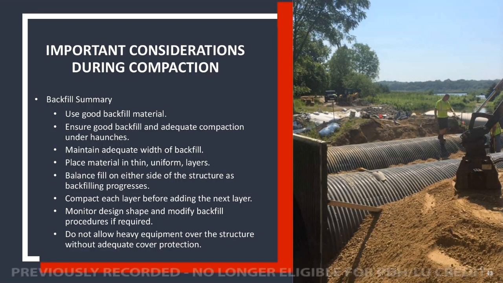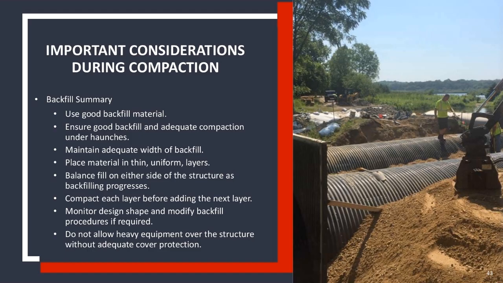So let's just look at a summary of what we've gone through here. One, use good backfill material. That's pretty common sense. And ensure good backfill and adequate compaction underneath your haunches. Maintain an adequate width of backfill for your embankment conditions. That's about 1 pipe diameter. For trench installations, it's going to be to the trench walls.